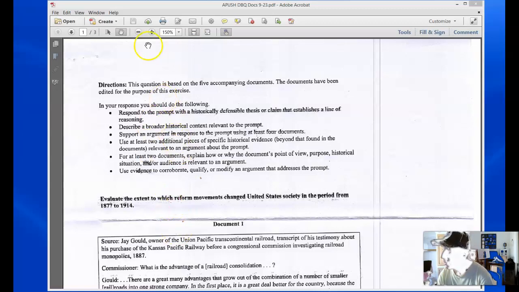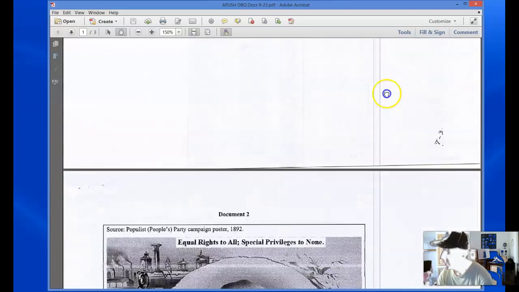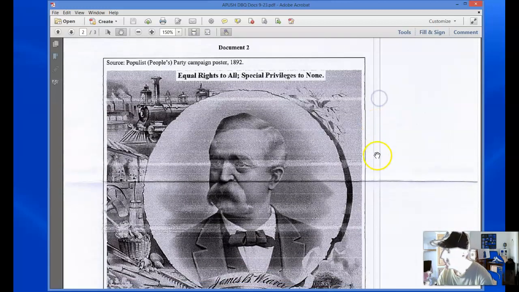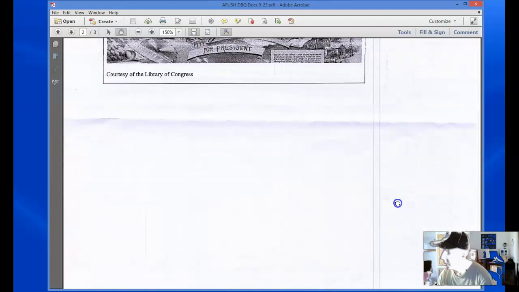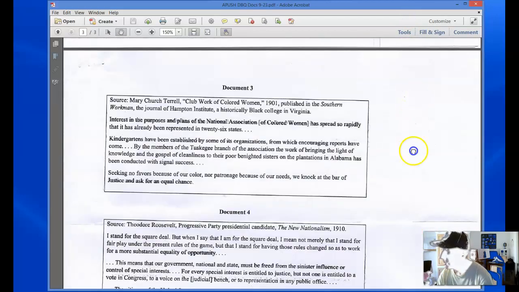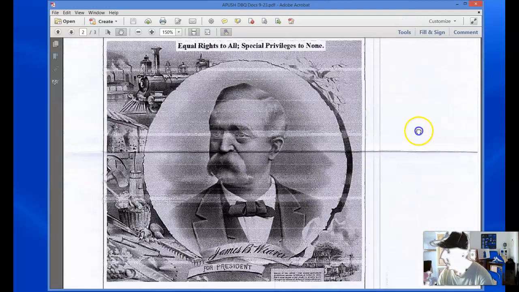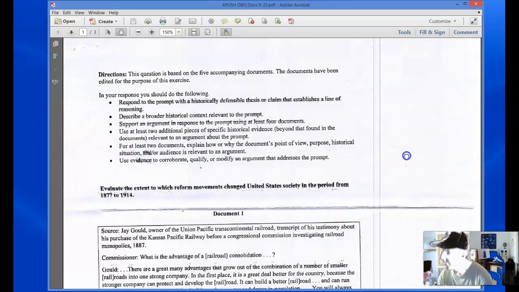So they're going to give you instructions on what you're looking for, what you're supposed to do. And it's going to have 5 documents. Document 1. Then it's going to have a picture like this. That's document 2. You look around here, find different things in the background to pick up on. Then you got document 3, document 4, document 5. So it's 5 documents that you're going to use to help write this essay.